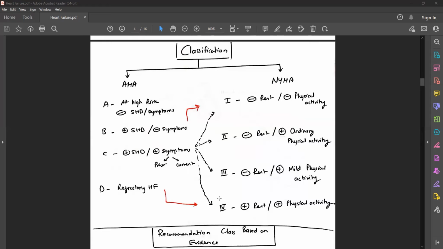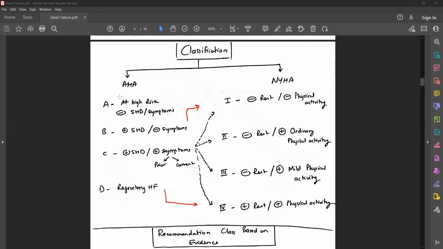Now let's talk about the classification of heart failure. There are two types of classification we're going to talk about. That is the AHA classification, American Heart Association, and, based on the symptomatology, the New York Heart Association classification. So the AHA classification is stage A, B, C, and D.